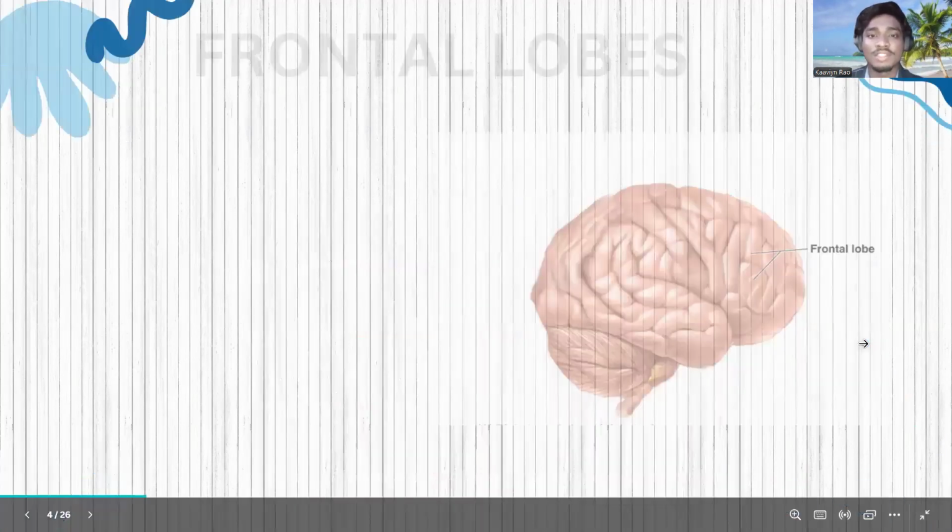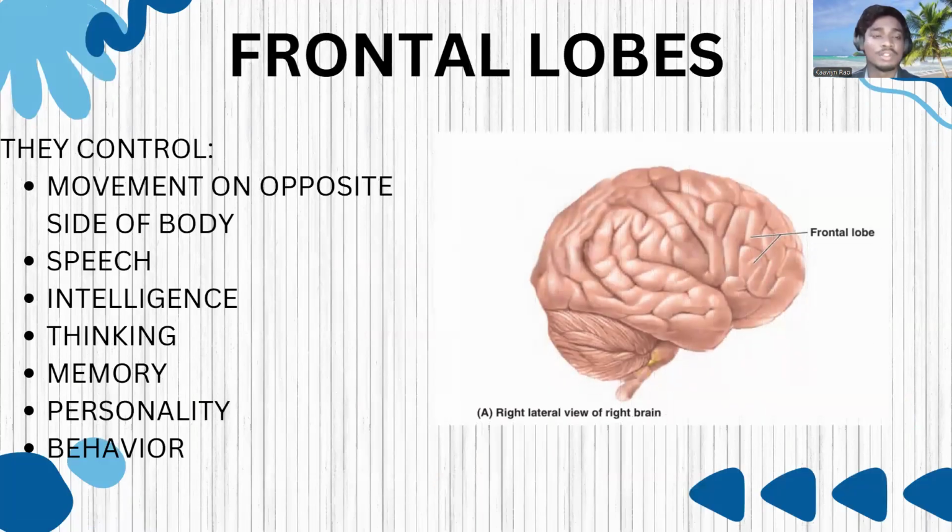Firstly, we will look at the frontal lobe. What are the functions of the frontal lobe? The frontal lobes actually control the movement on the opposite side of the body, speech, intelligence, thinking, memory, personality, and behavior.